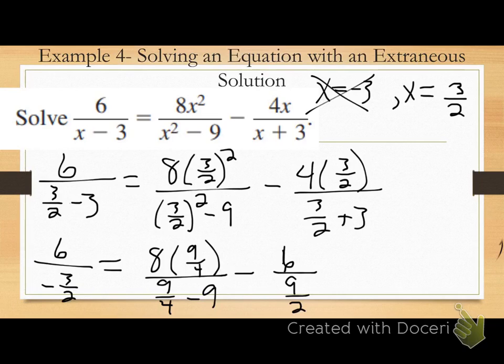Now we're checking 3 halves to see if it does work. It gives me a true statement when I plug it in. So yesterday we plugged it in and we got up to this point right here, correct? So now today we're finishing up the notes. I'm going to erase this top line up here.